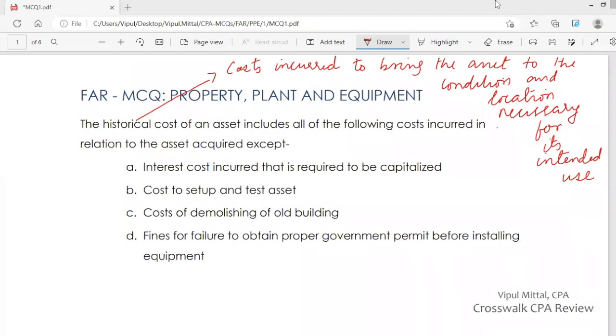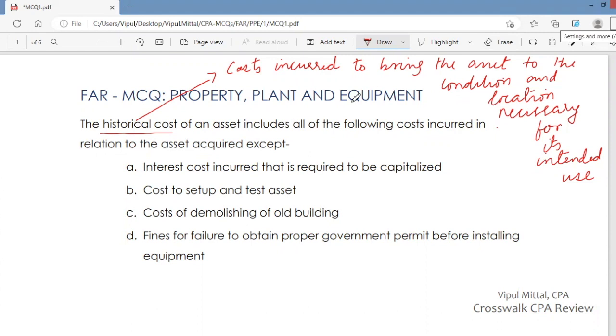Answer option A, interest cost incurred that is required to be capitalized. So the interest cost that you incur because you have incurred some expenditure on the asset is capitalized, is considered part of the historical cost, provided certain conditions are met. And here it says that interest cost incurred that is required to be capitalized. So if interest cost that you have incurred is required to be capitalized, then yes, certainly it is included in the historical cost. Answer option B.